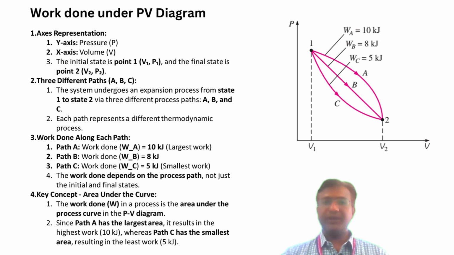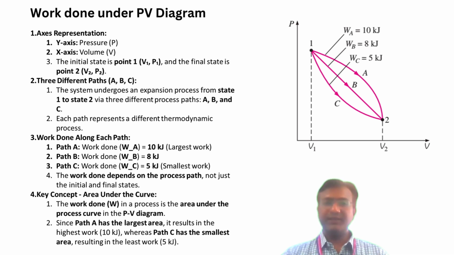Now in this path, we can see there is the largest area under the curve, which results in the most work done by the system. Here the work done is 10 kilojoules. Now in case of path B, the area under the curve is less as compared to path A. So here we can see there is less work, 8 kilojoules.